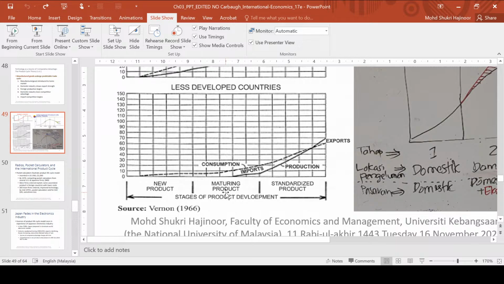Mature, yes, depending on how you want to explain. I wasn't wrong. I was correct too. The product has matured in terms of demand being great, and it can be mass produced. And finally, technology spreads. When the product becomes standardized, technology is no longer secret. Almost all countries know the technology, know how to produce TV.